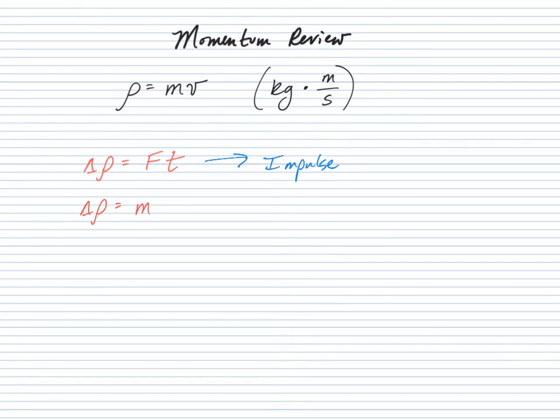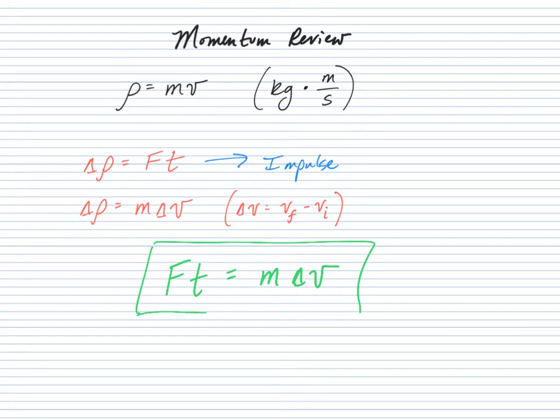So change in momentum is also equal to mass times a change in that object's motion, or a change in its velocity. I want us to remember that if we ever have a change in something, it's always final minus initial. So change in velocity is velocity final minus velocity initial. Now understand, we have change in momentum is equal to force times time, and change in momentum is equal to mass times a change in velocity. So we have a big idea equation here for this unit: force times time is equal to mass times a change in velocity. We'll be utilizing this equation quite a bit in this unit.